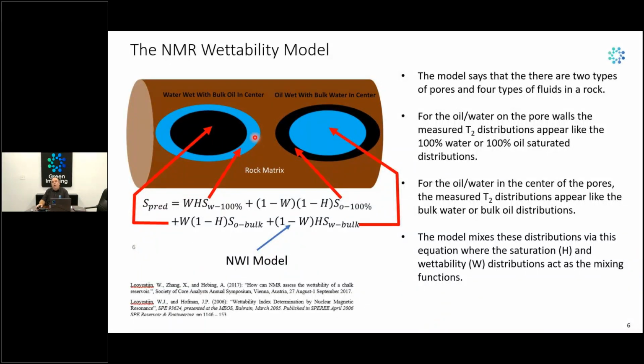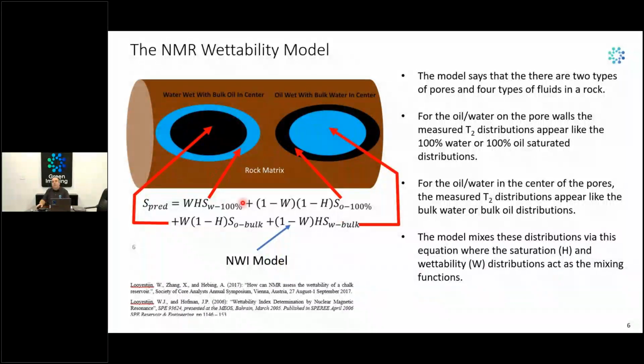So for water on the surface of the pore, we say that will look like the 100% water saturated T2 distribution, whereas oil on the pore surface will look like the 100% oil saturated T2 distribution. And then oil in the middle of a water wet pore should look like bulk oil, and water in the middle of an oil wet pore should look like bulk water.